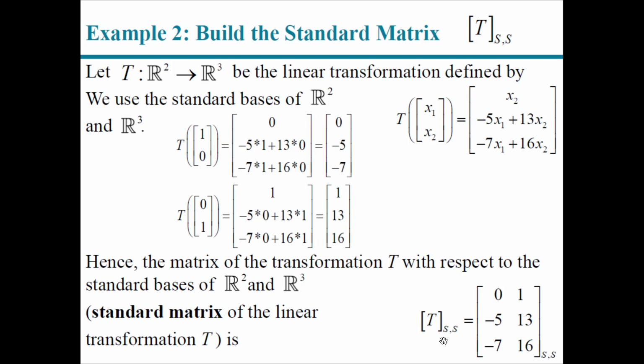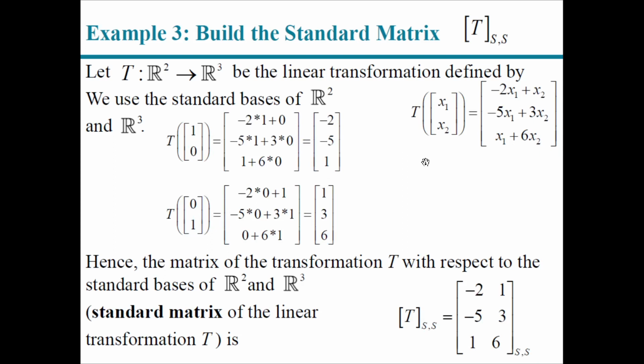Again, the first S is for standard basis, so standard basis for inputs, standard basis for outputs. I just took the first image, put it in the first column, second image into the second column, and that's it. Similarly, in this example, we have a different linear transformation, but again from R2 to R3, and the same procedure: we apply the linear transformation to each basis vector, we get the image, and we put those images in consecutive columns of a matrix, and this is our standard matrix associated with the linear transformation.